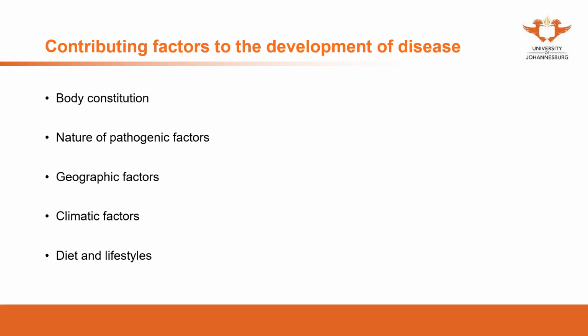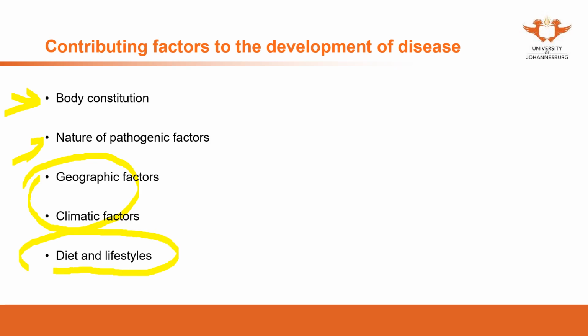These contributing factors also tell us in our treatment how many aspects we can interfere from, such as from body constitution, can we do anything from there? The nature of the pathogenic factors, can we do anything from there? From the climate and geographic, can we do anything from there? And the diet and lifestyle, what suggestions do we need to tell the patient they should do in their lifestyle and diet? They need to be careful.